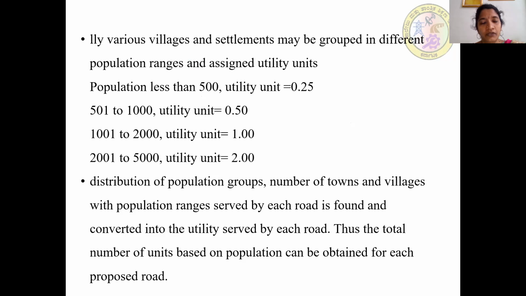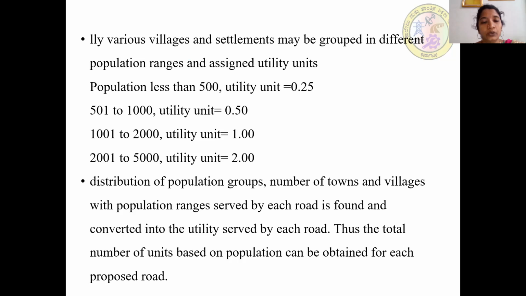So we can say that for population less than 500, utility unit can be 0.25. For population range of 501 to 1000, utility unit will be 0.5. For population range from 1001 to 2000, utility unit will be equal to 1. For population range 2001 to 5000, utility unit will be 2.